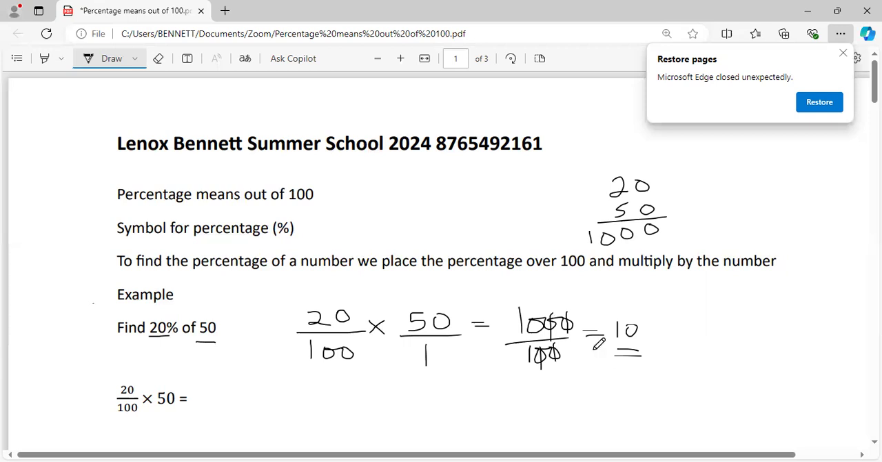But I'm showing you we can actually cancel the zeros by dividing by 10 first. So if we cross off 1 0, that's dividing by 10. Cross off another 0, that's 100. So 100 into 1,000 gives you 10. So our answer would be 10. So 20% of 50 is 10.